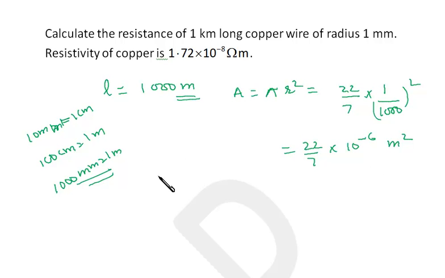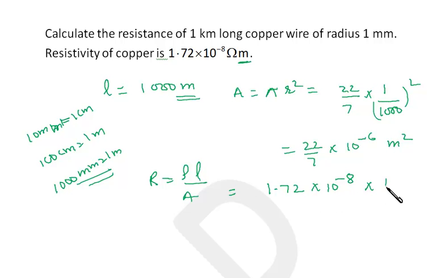Now we know the formula, R is equal to rho L by A. The resistivity of copper is given to us as 1.72 into 10 raised to power minus 8 ohm meter, so take it as it is. Friends, always be careful about the units, right? Here the resistivity is given in ohm meter, and we have taken the length and area in meter, so it's correct. Else, if it is given in ohm meter and you take the length and cross section in centimeter, then you will get a wrong answer.